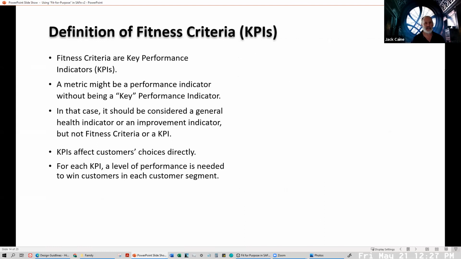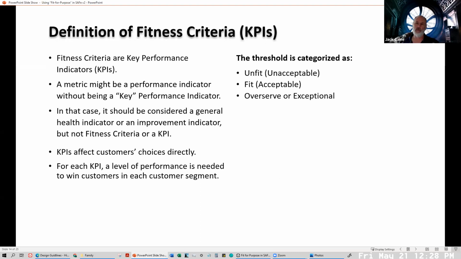Now, fitness criteria are key performance indicators, KPIs. And a metric might be a performance indicator without being a key performance indicator. In that case, it should be considered a general health indicator or an improvement indicator, but not a fitness criteria or a KPI, because KPIs affect customers' choices directly. So for each KPI, a level of performance is needed to win customers in each customer segment. So we have three different ways to look at the threshold. Is it unfit? That's unacceptable. Is it fit? That's acceptable.